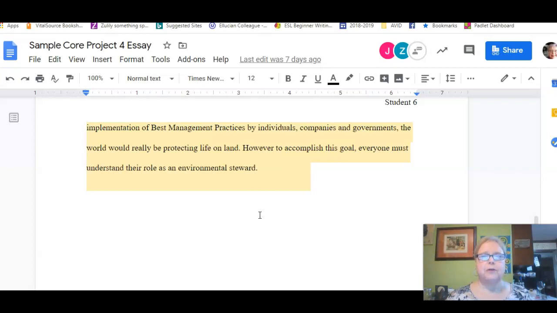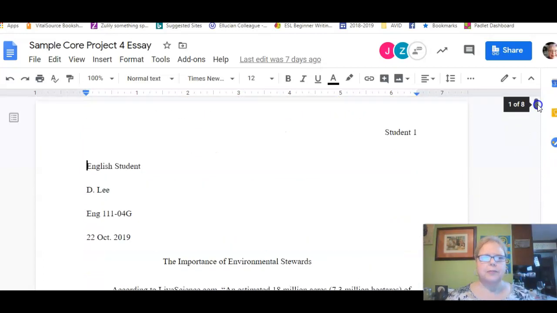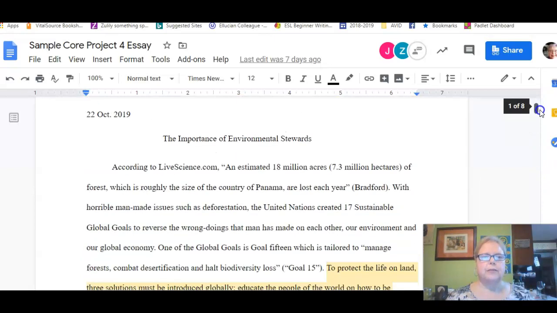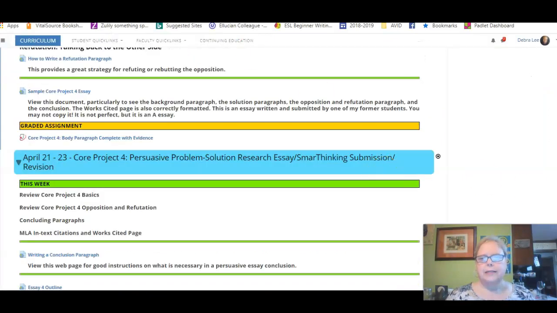However, to accomplish this goal, everyone must understand their role as an environmental steward. And so that's his ringing conclusion there, encouraging everybody to become an environmental steward of the earth. And that ties back with his title, I believe. Yeah, the importance of environmental stewards. In other words, all of us have to take care of the earth. Okay, so like I said, it's a good sample for you to follow.